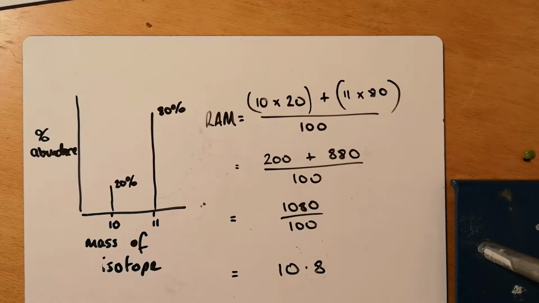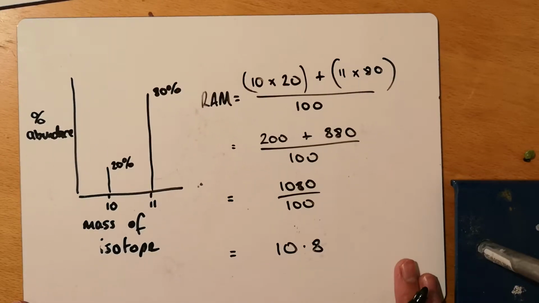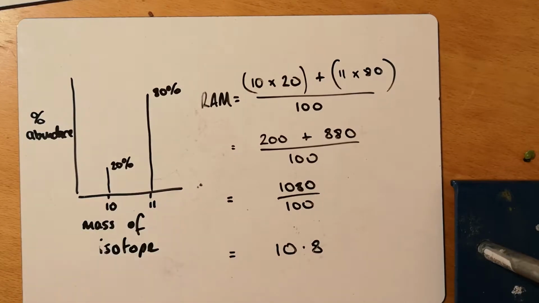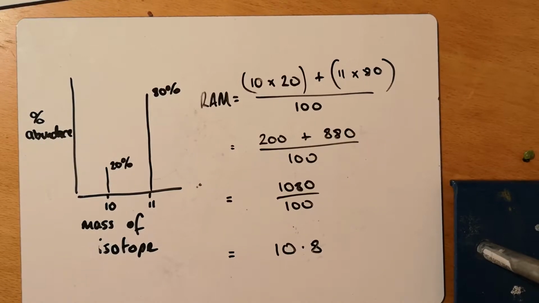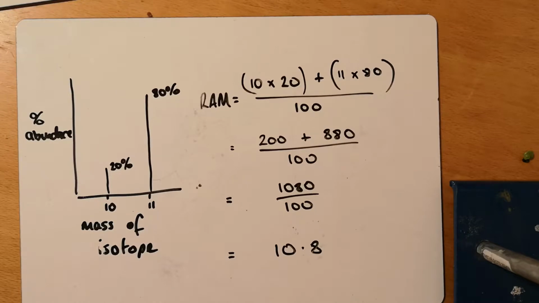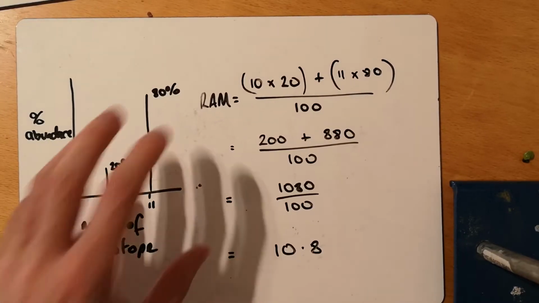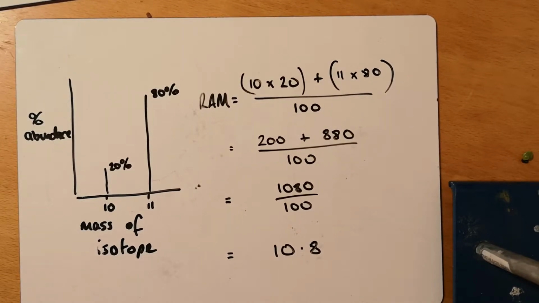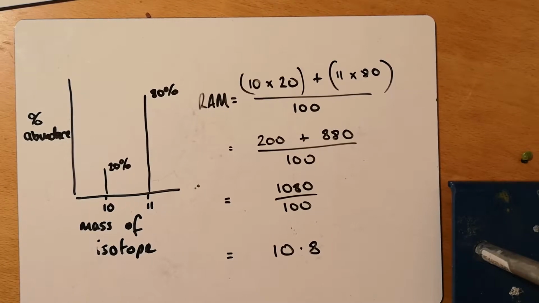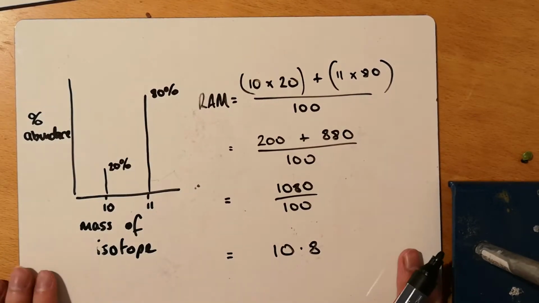Now, an average mass for this atom would have been 10.5, halfway in between. But when it's relative atomic mass, we see it's 10.8. That's because most of the isotopes were isotope 11. If you were to have 100 atoms of this particular element, 80 of them would be 11, and 20 of them would be the isotope with mass 10. So that's if you get information as a percentage in a bar chart.